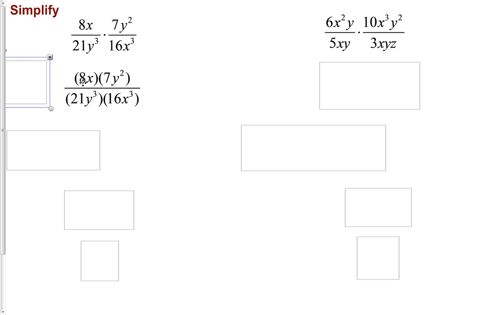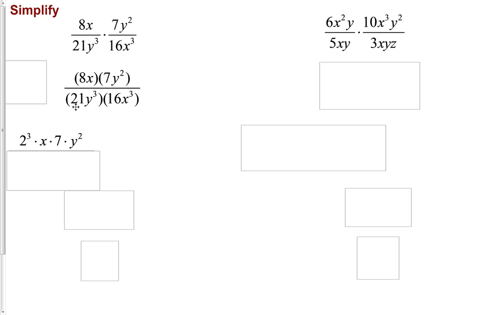We want to factor out the top. Let's start with this 8. We know that 8 is 2 times 2 times 2. So those are its smallest factors, or 2 cubed. X we can't do much with, so we just leave that as x. 7 is a prime number, so we leave that. And y squared is as simplified as it's going to get. So on our numerator we have 2 cubed, x, 7, and y squared.